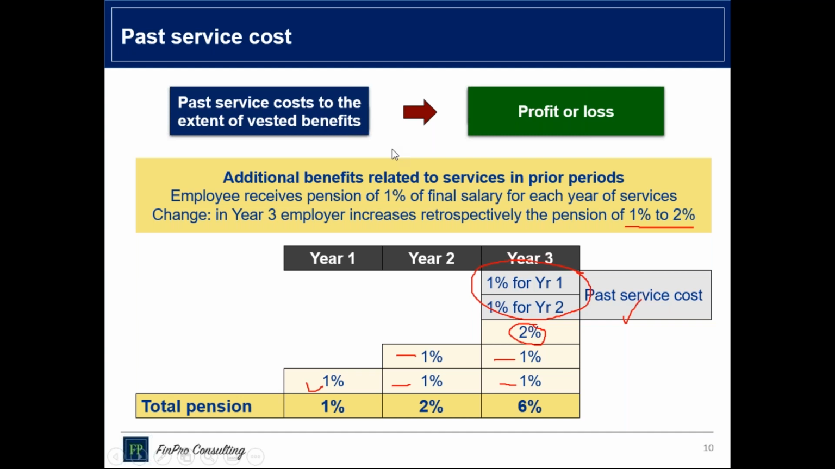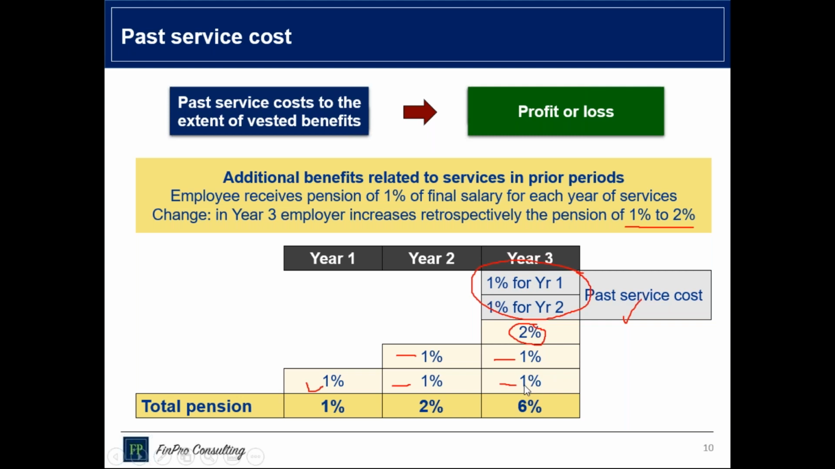So we had discussed one example relating to the pension. Assuming that an employee receives 1% of pension as a final salary for each of the years of service completed. However, in year 3, the employer changes the percentage from 1% to 2%. So in year 1, we are getting 1%. In year 2, cumulatively, it is 2%.